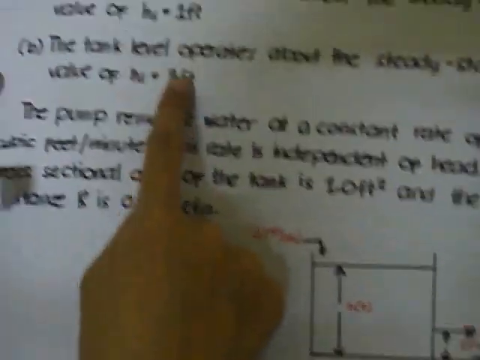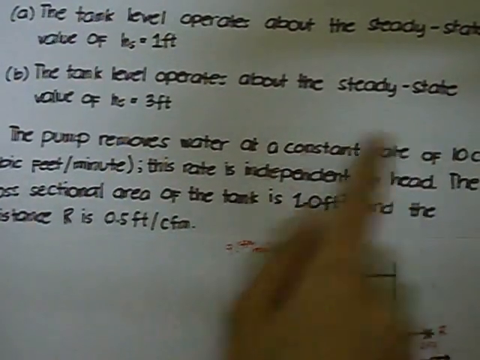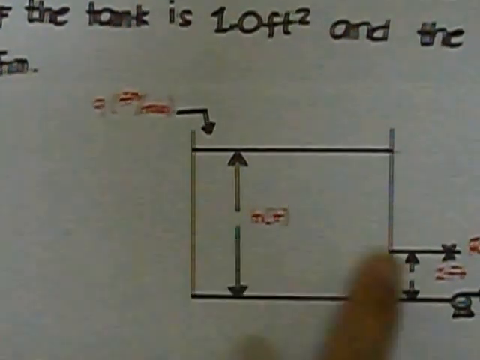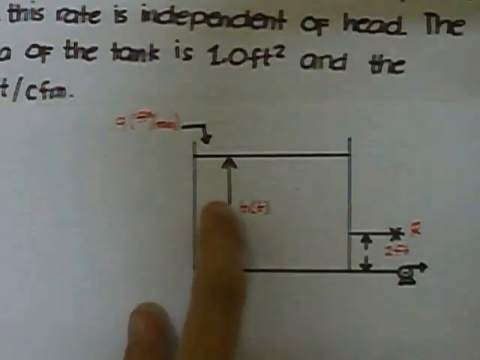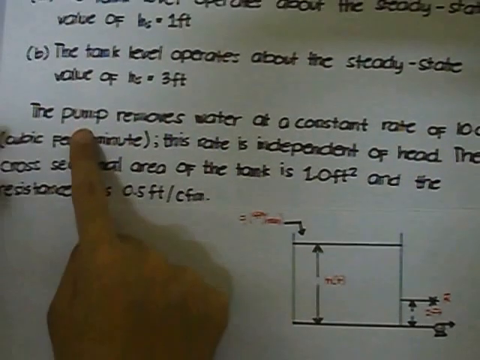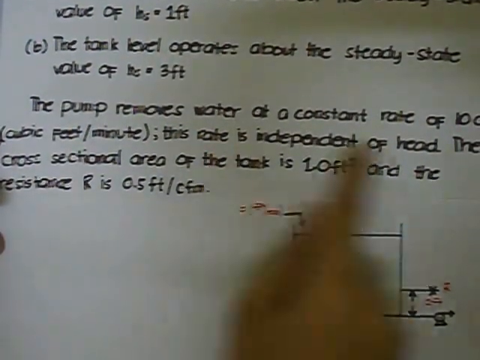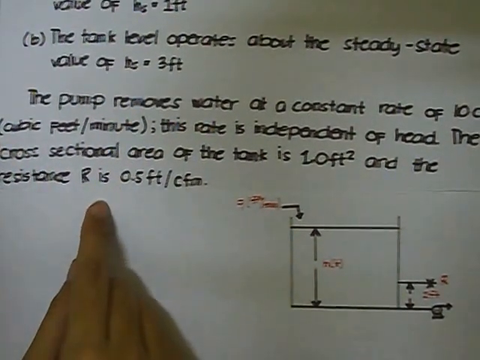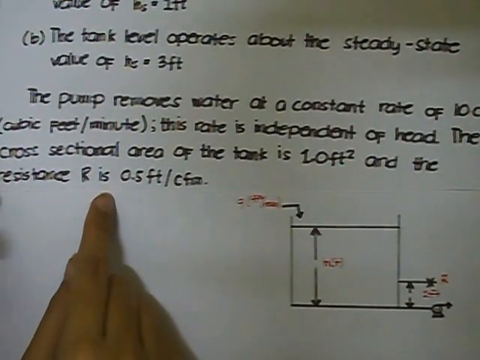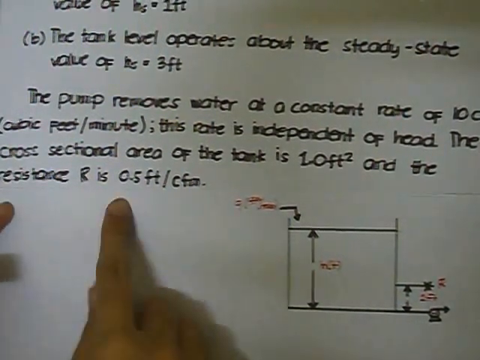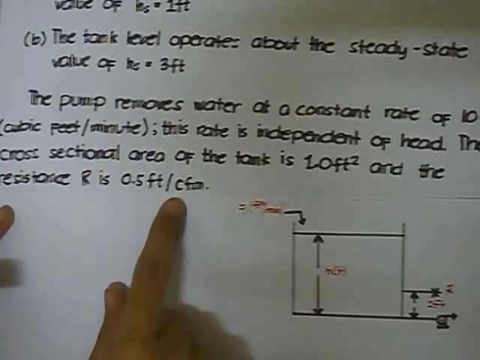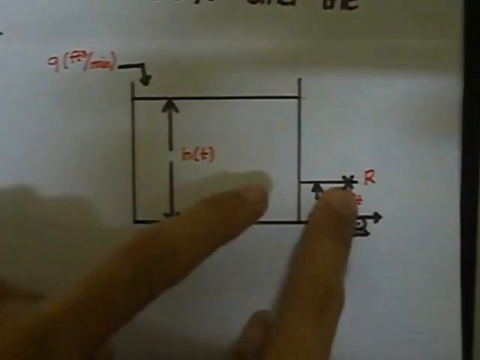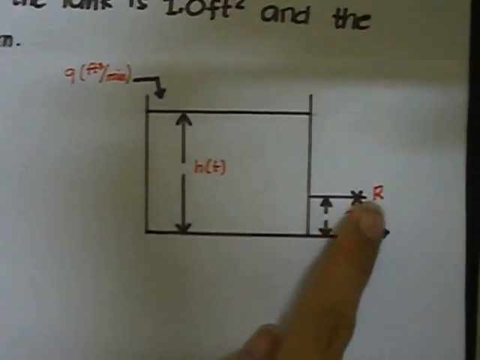B, when the tank level operates about the steady state value of 3 feet. So, naa siya siguro diri o. So, given here that the pump removes water at a constant rate of 10 cubic feet per minute, this rate is independent of head. The cross-sectional area of the tank is 1 square feet and the resistance R is 0.5 feet per cubic feet per minute. So, ang resistance daw niya kay 0.5 feet diri per cubic feet per minute.